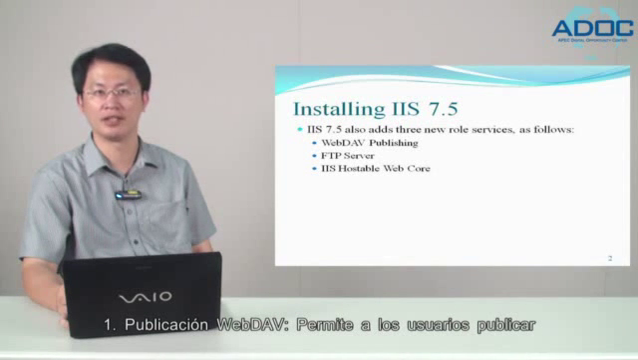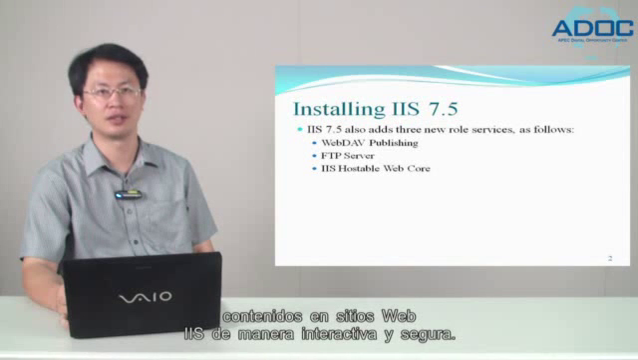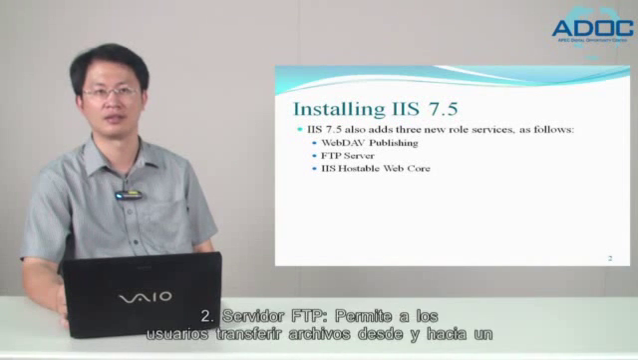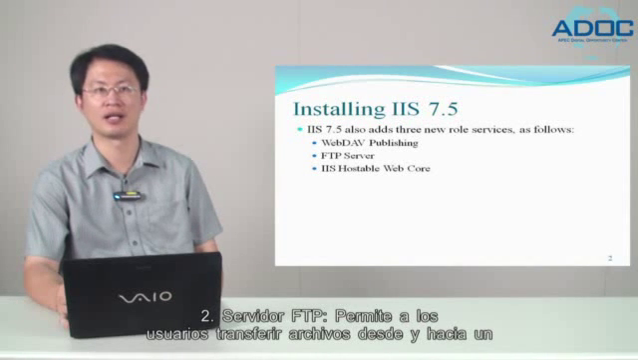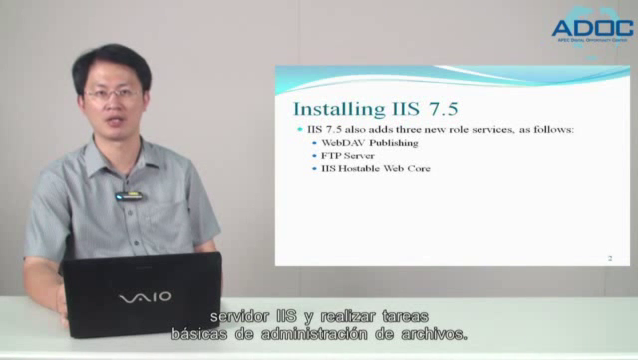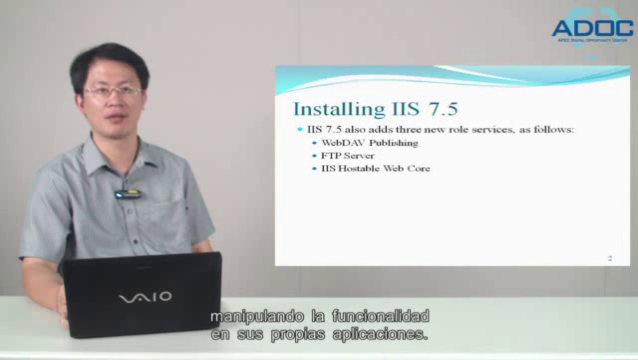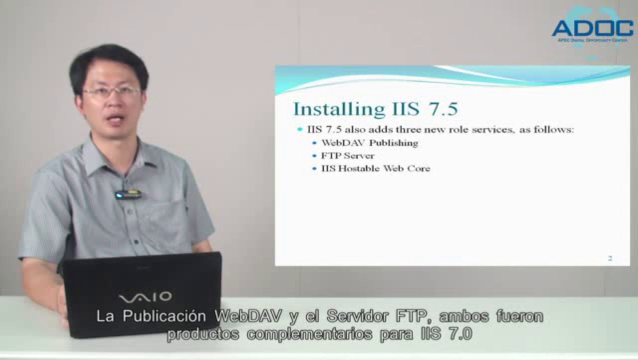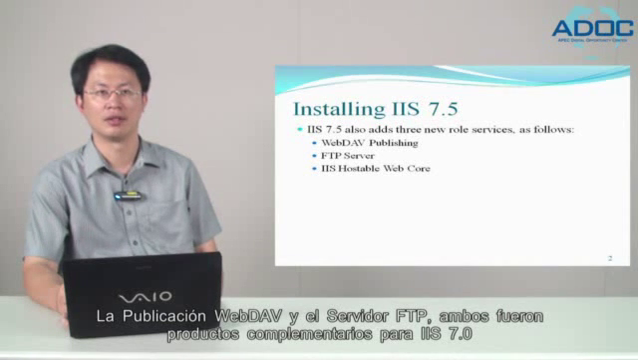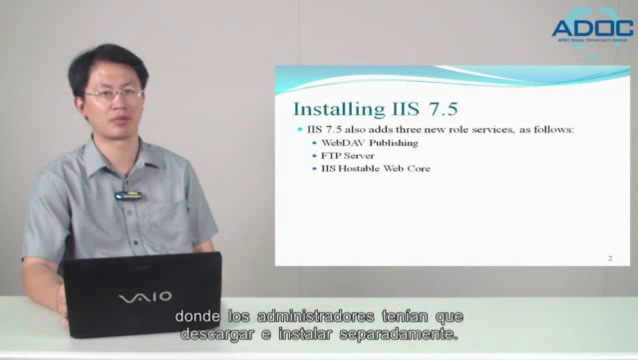First, WebDAV publishing enables users to publish content to IIS websites interactively and securely. Second, FTP server enables users to transfer files to and from an IIS server and perform basic file management tasks. Third, IIS hostable web core enables developers to integrate IIS request handling functionalities into their own applications. WebDAV publishing and FTP server were both add-on products for IIS 7.0, which administrators had to download and install separately.